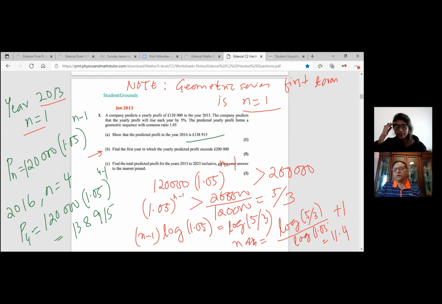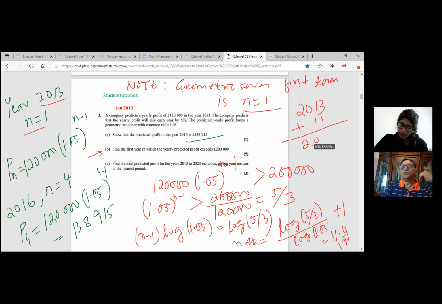So more than 11 years, right? That means the 12th year, because you can't have 11, and it has to be greater than. So it is the 12th year. That means n minus 1 is the 12th year, the nth value. So our year will be 2013 plus 11, correct? 12 minus 1 is 11. So 2013 plus 11 is 2024.